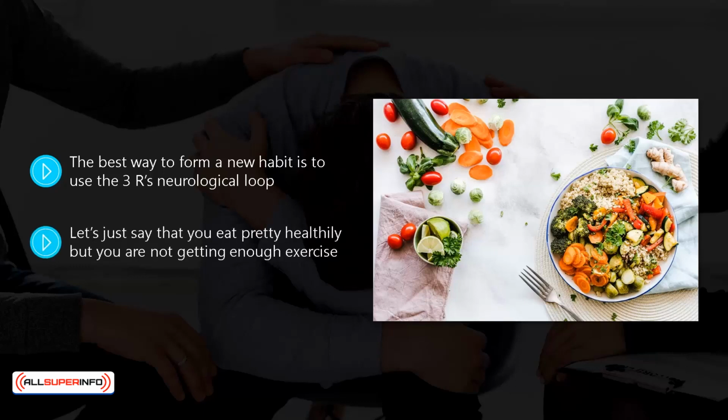Let's just say that you eat pretty healthily, but you are not getting enough exercise. You don't want to join a gym, and you have the space to exercise at home. You like swimming and bike riding, so you want to include this into your new routine. You want to turn all of this into a new habit.